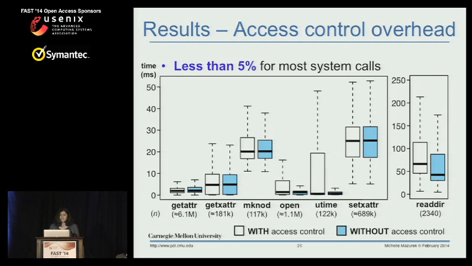So next, let's take a look at the overhead. So the white boxes are what was there before, which is the syscall latencies with the access control turned on. The blue boxes are with the access control turned off. And so we can see from this that the overhead of the access control itself is actually a very small part of the overall latency. And in particular, it's well under 5% for most of the system calls. And with readdir, again, being a slight exception, but the overhead still being quite low.